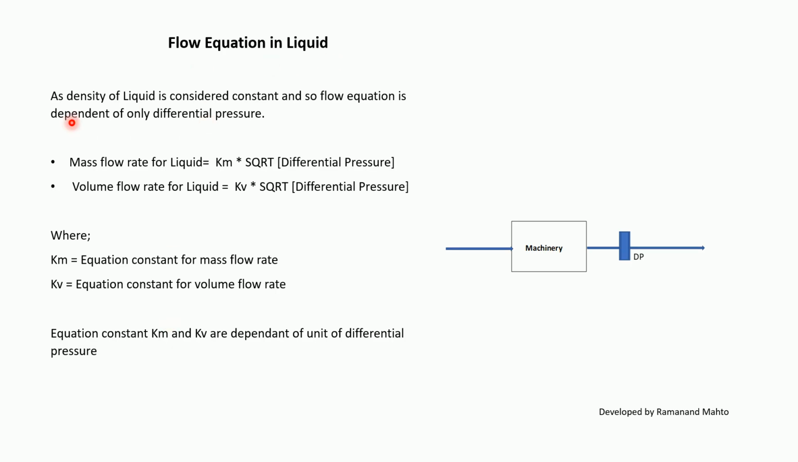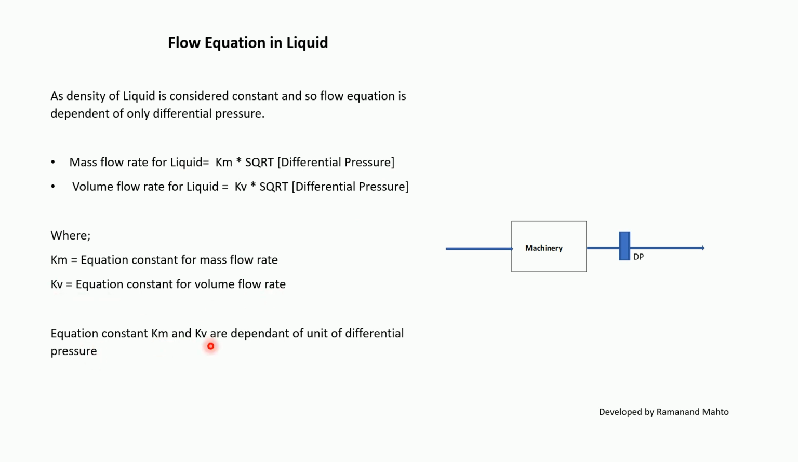In the flow equation for liquid, as the density of liquid is considered constant, the flow equation is dependent only on differential pressure. So this is a machine, and on the discharge side a flow FT flow measuring device is installed, so DP is measured from this. So mass flow rate for the liquid is Km into square root of differential pressure, and volume flow rate for the liquid is equal to Kv into square root of differential pressure, where Km is the equation constant for the mass flow rate and Kv is the equation constant for the volume flow rate.